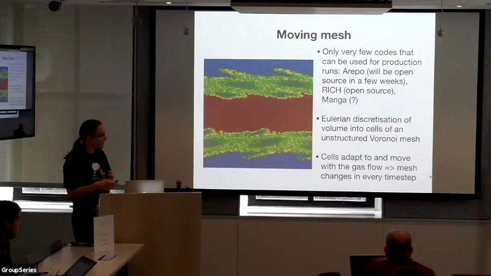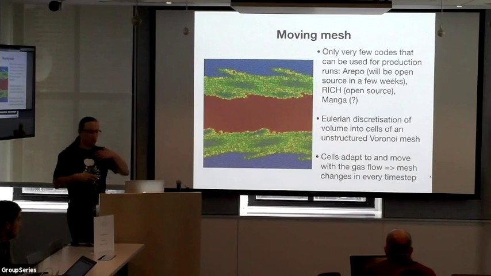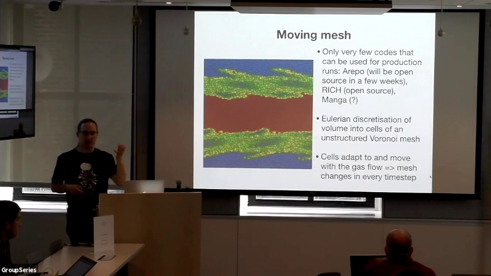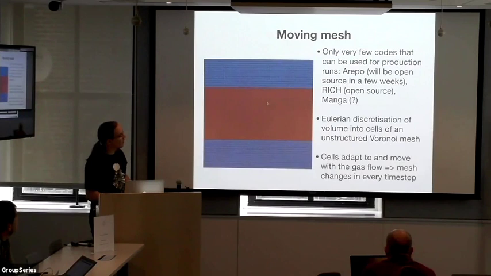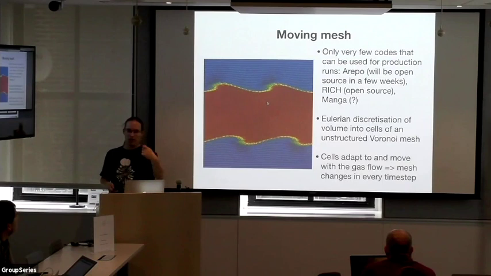So the main idea is that the cells adapt to and move with the flow. The basic velocity with which you move these mesh generating points that span up the cells is just the flow velocity. I show this again. And then on top of this, you have some correctional velocity that you do to keep the cells of the mesh regular.